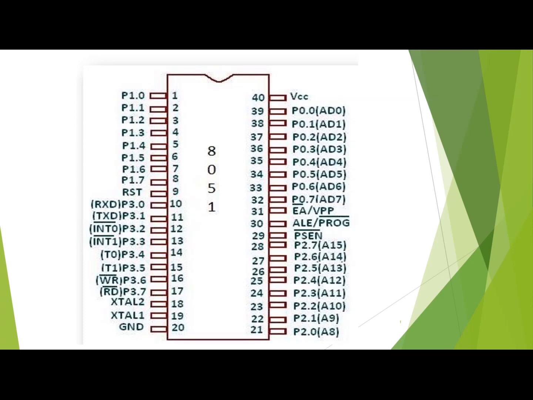Port 3.4 is T0, which is external timer 0. Port 3.5 is T1, which is external timer 1. Port 3.6 is WR bar, which is the external data memory write strobe. Port 3.7 is RD bar, which is the external data memory read strobe. So that's all about the pin descriptions of 8051.